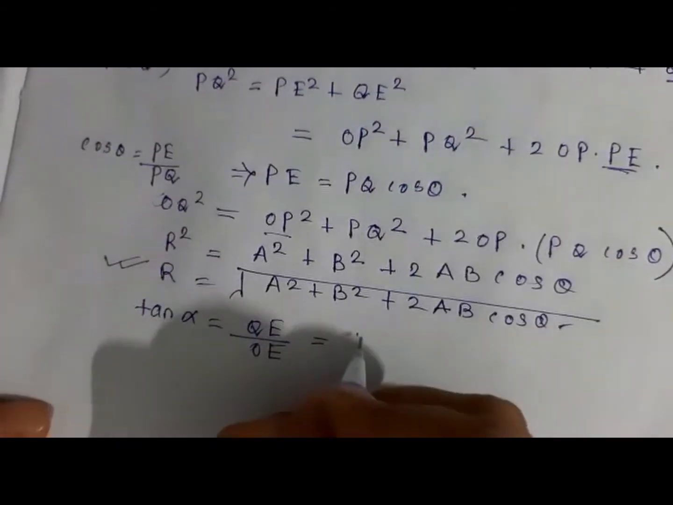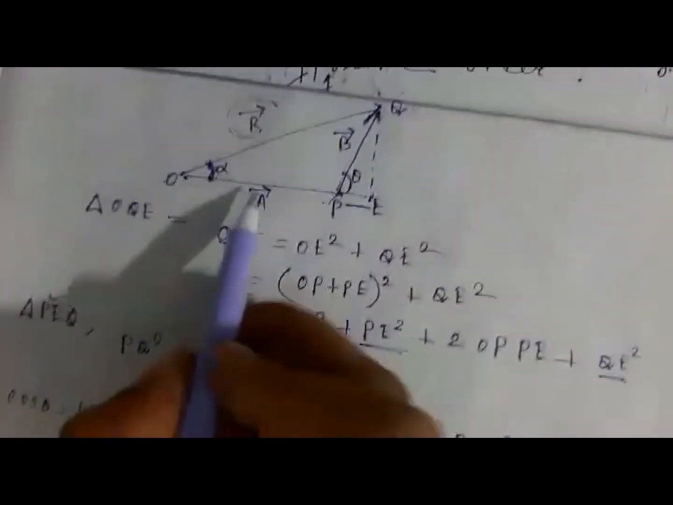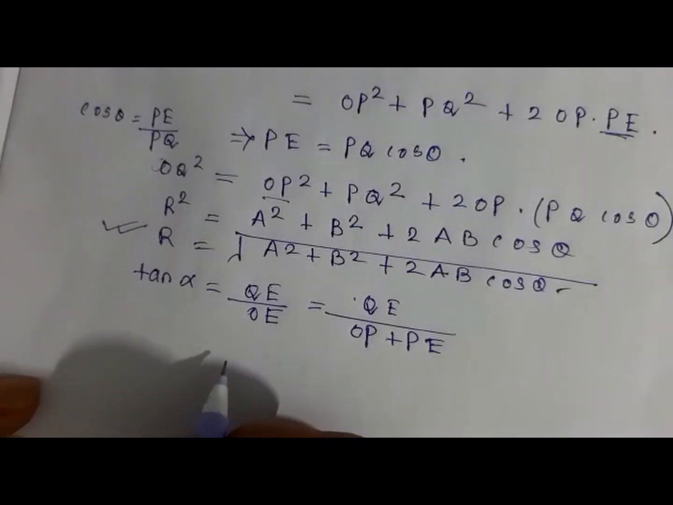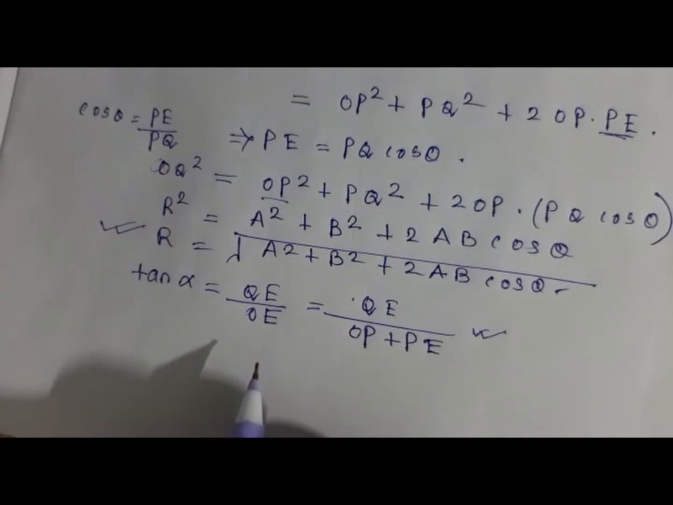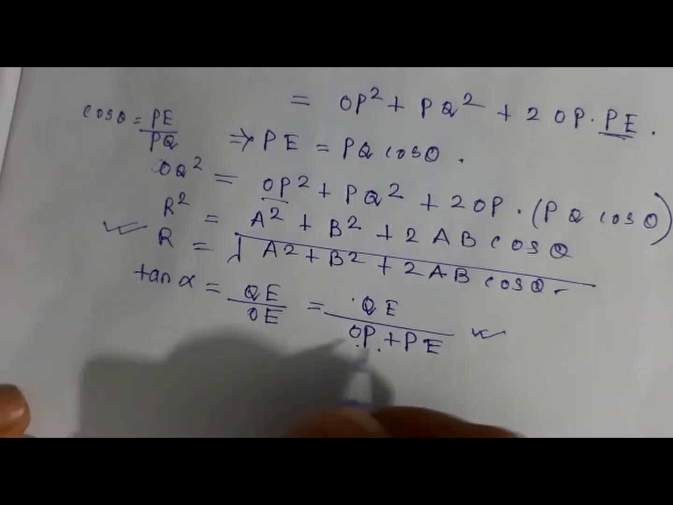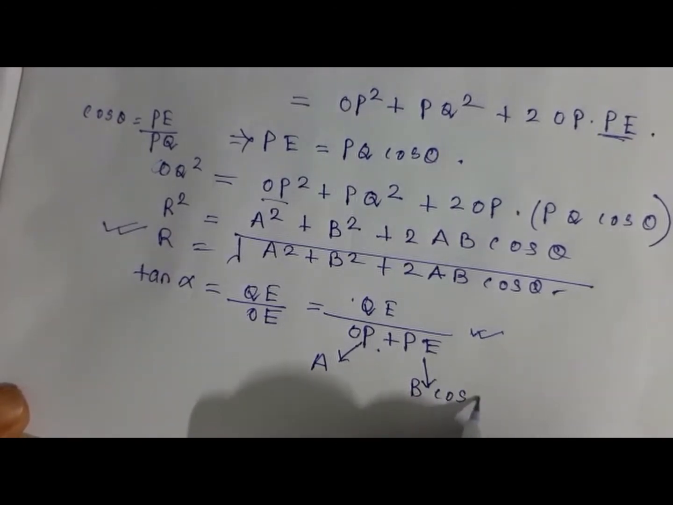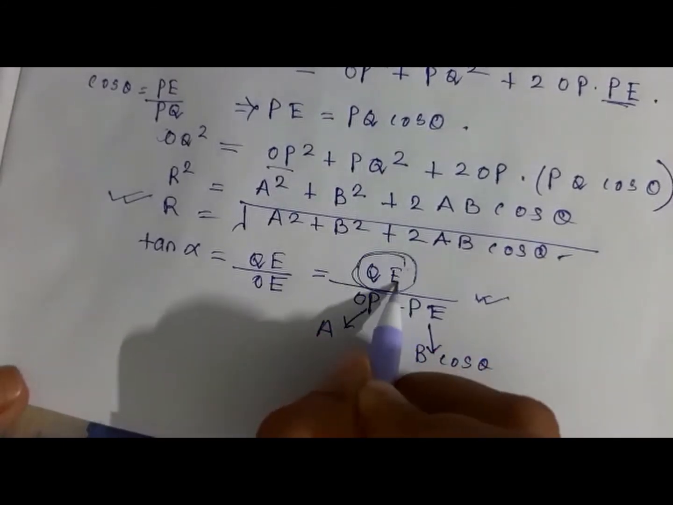So QE, OE you can write as OP plus PE. So you get this. Now see, we know that OP is equal to A and PE is equal to B cos theta. We know this, but we don't know the value of QE. So let us find the value of QE.